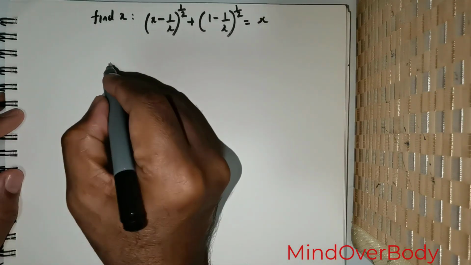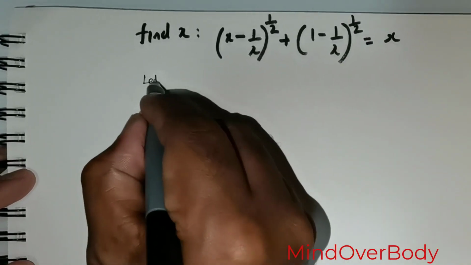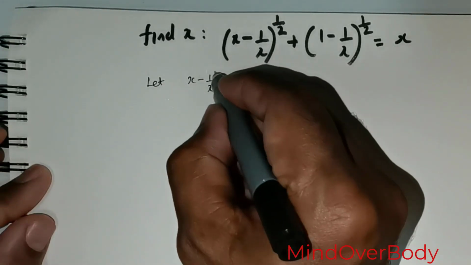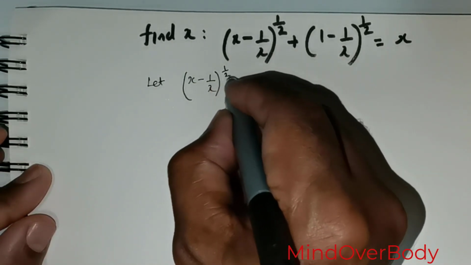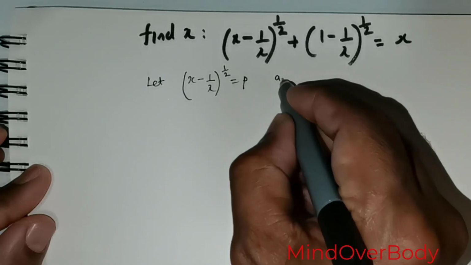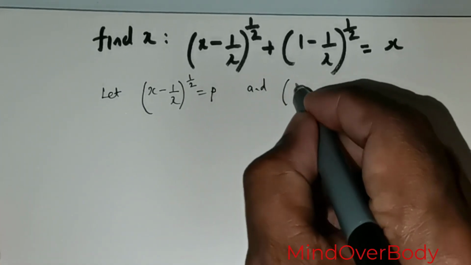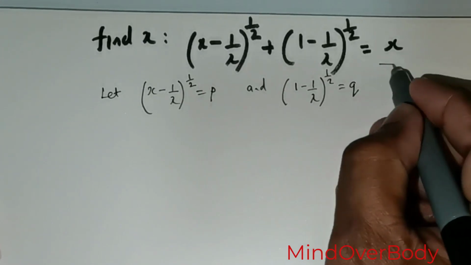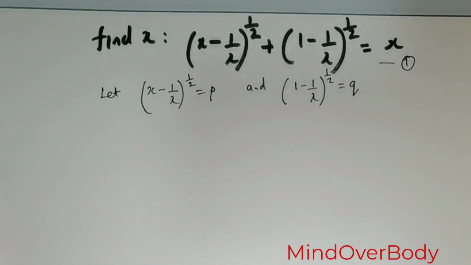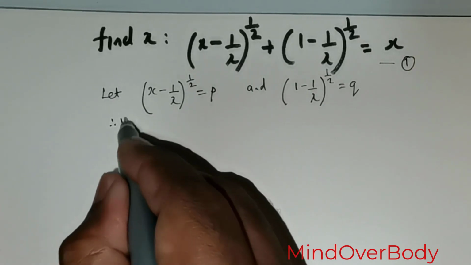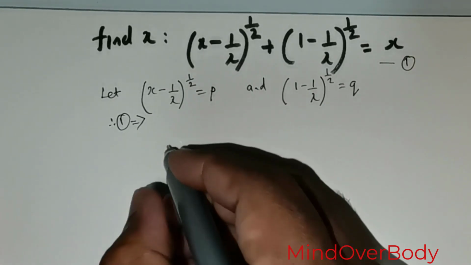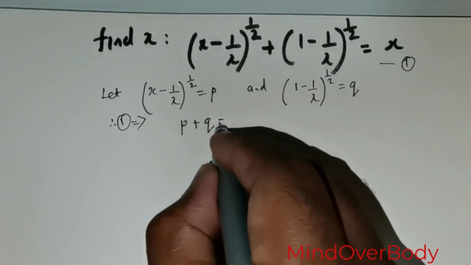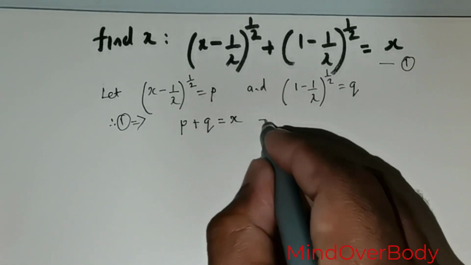So foremost, what we would do is take (x − 1/x)^(1/2) to be equal to some p, and (1 − 1/x)^(1/2) to be some q. So if I take this as 1, then I can rewrite 1 as p + q = x. So this is my 2.